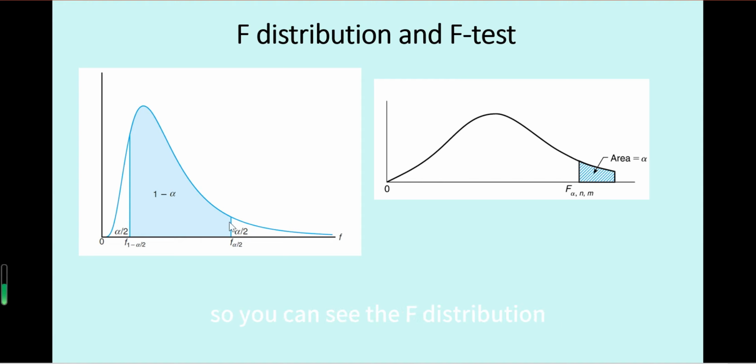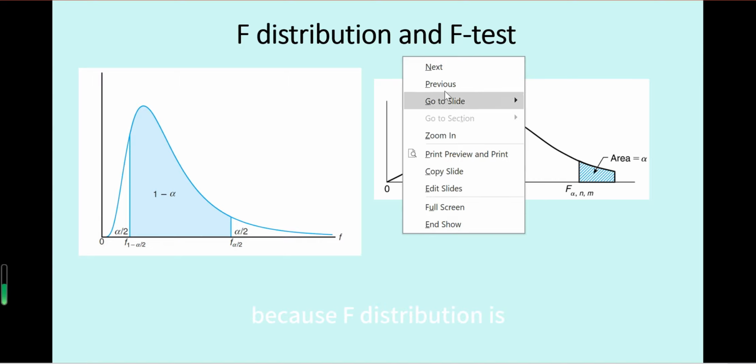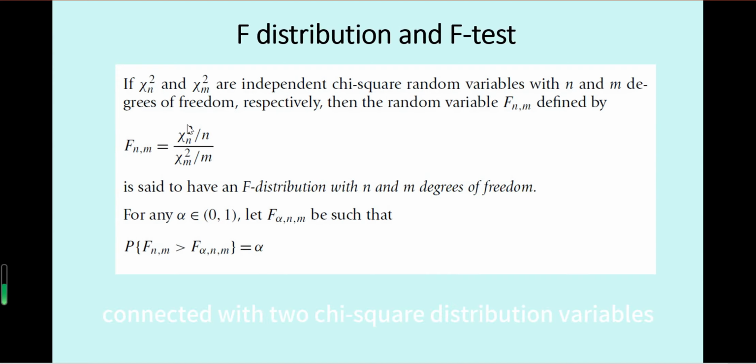So you can see for the F-distribution, all the possible random variable values are on the positive side. There is no negative value for the F-distribution, because the F-distribution is connected with the division of two chi-square distributed variables. And the chi-square distribution's random variable is the square of a standard normal variable. So all chi-square values are positive, right? So the F-distribution also has positive values. No negative value is available for an F-distribution.